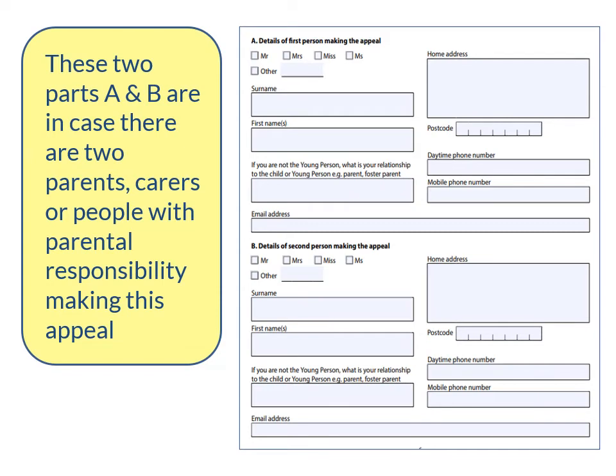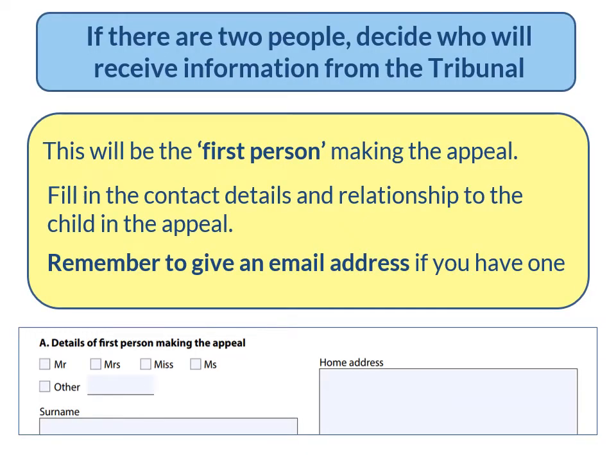In Section 5, these two parts, A and B, are in case there are two parents or carers or two people with parental responsibility making this appeal. If there are two people, you need to decide who will receive the information from the tribunal. This will be the first person making the appeal. In Section A, fill in their contact details and their relationship to the child in the appeal.